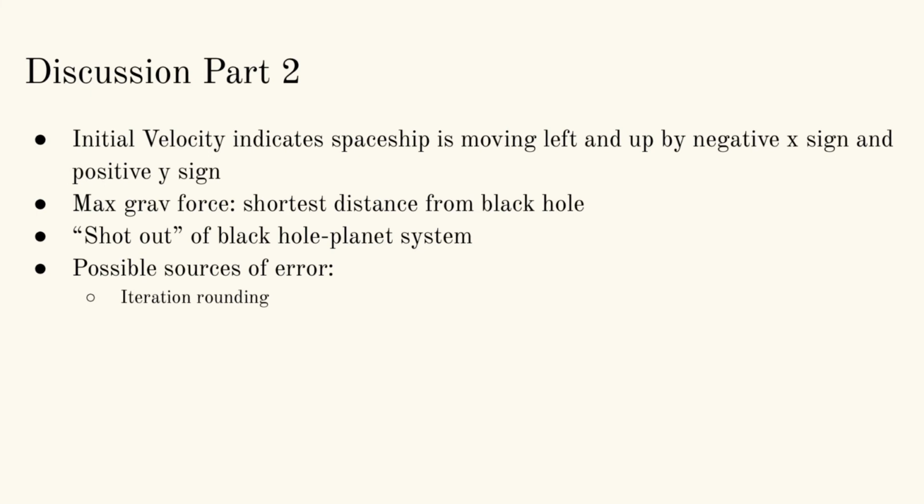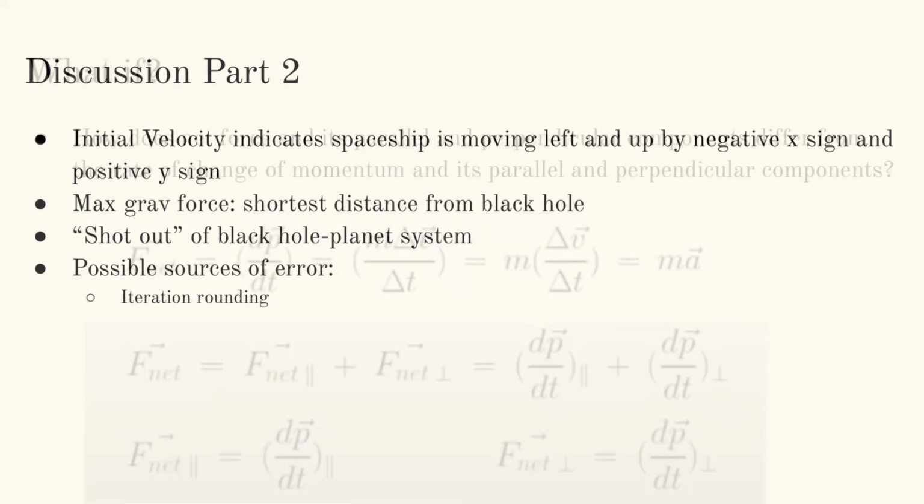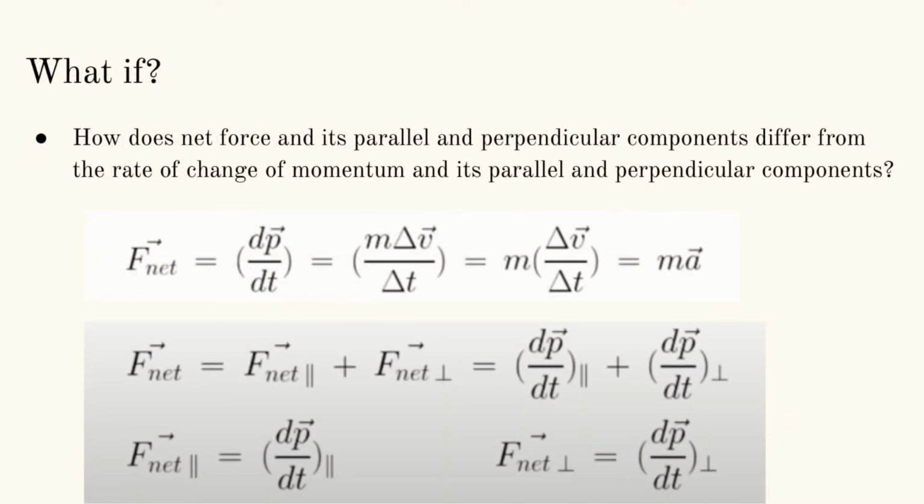A possible source of error is the rounded values for constants during the iteration step. This would underestimate or overestimate velocity values. The parallel and perpendicular components of the net force are equivalent to the parallel and perpendicular rates of change in the momentum by the definition of the net force, which is equivalent to the rate of change of momentum. However, the net force in Part 1 cannot be calculated without knowing the masses of the black hole and star, while the rate of change in the momentum of the star can be used to find the net force and its components.